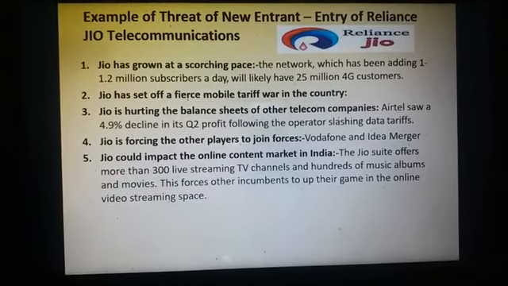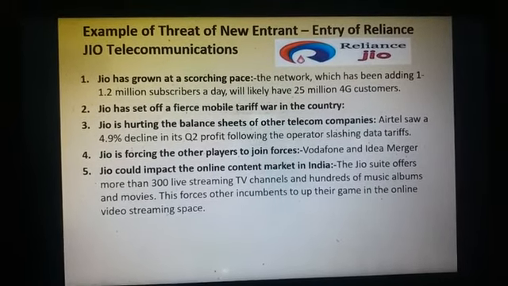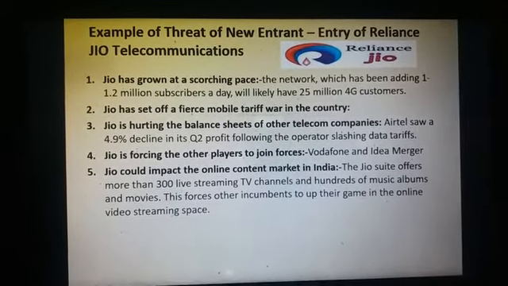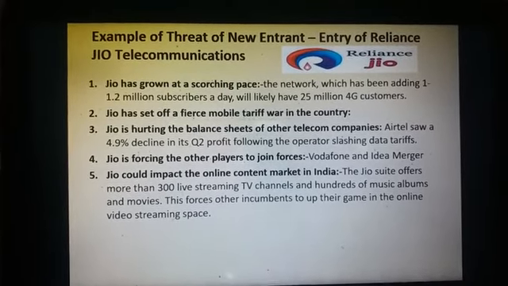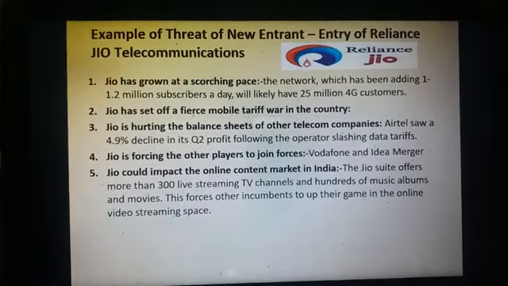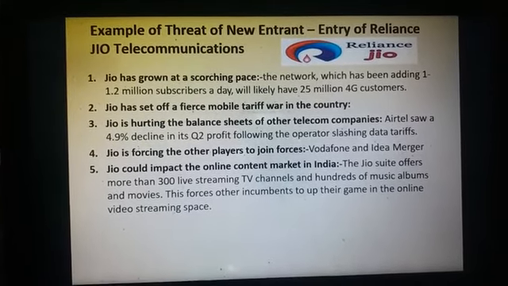In case of Reliance Jio, if we talk about a very cutthroat competition, what happened here was that the telecommunication industry was actually flourishing with these players in the market: Airtel, Idea, Vodafone.